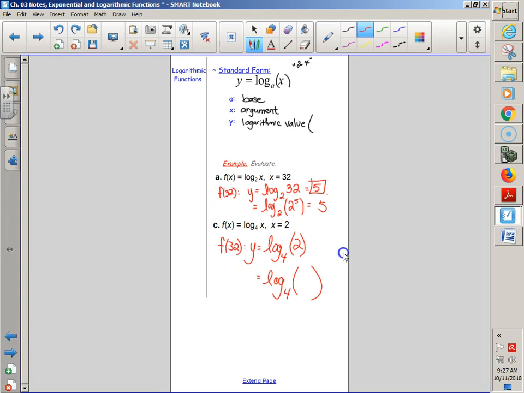Talk in your groups real quick. Collaborate in your groups. I know what the answer is. Talk in your groups. What do you think? How can you make 2 a power of 4? 4 squared? No, that's way too big. 4 to the negative 1? No, that's way too small. How can I make 2 a power of 4?